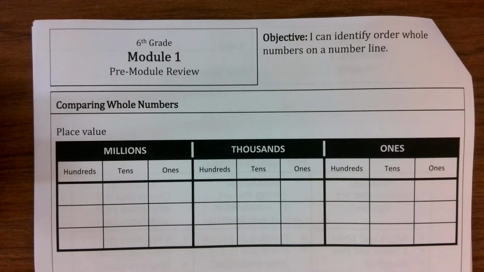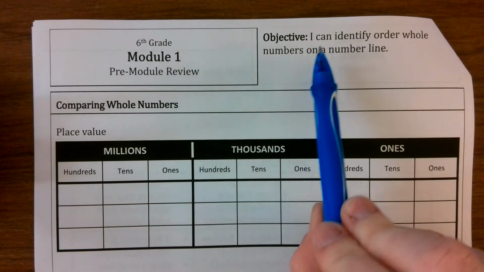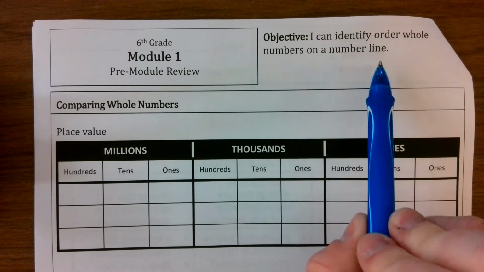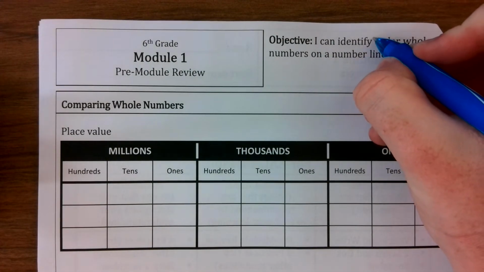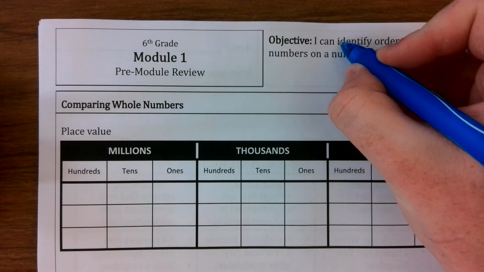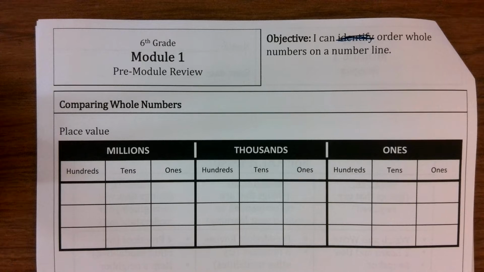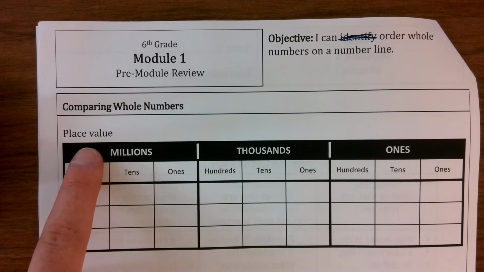All right, welcome to the 6th grade Module 1 pre-module review. Our objective is that I can identify and order whole numbers on a number line. There's a typo here. We're just going to cross out identify. I can order whole numbers on a number line. This is a review just to refresh our memory about how to compare numbers, primarily using place value.